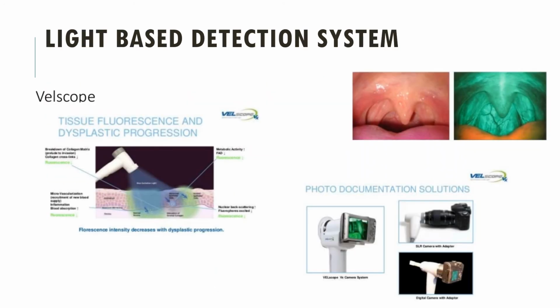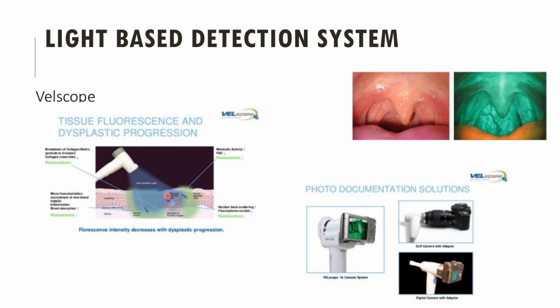The next method is the light-based detection system, which is the VELscope. So this is a VELscope over here. It is a narrow emission tissue fluorescence device. It is a portable tool which is used for mass screening of oral cancer. It emits intense blue excitation light which has a wavelength of 400 to 460 nanometers. Now you can see over here, it is emitting this blue light with the wavelength that I said, 400 to 460 nanometers. Then a pale green autofluorescence is emitted by the normal mucosa.